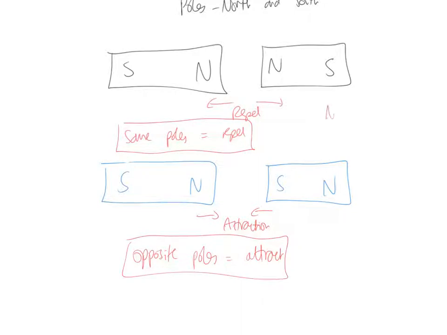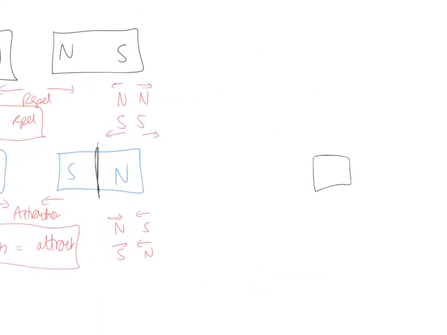So, for example, north, north repel, south, south also repel, which I can represent with these arrows going apart, whereas opposites attract. So opposite poles, north, south, attract. You can never have just a monopole. If I cut this magnet in half, you're not going to be, aha, I've just got a north pole now.